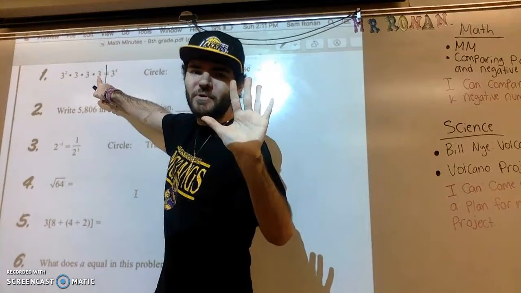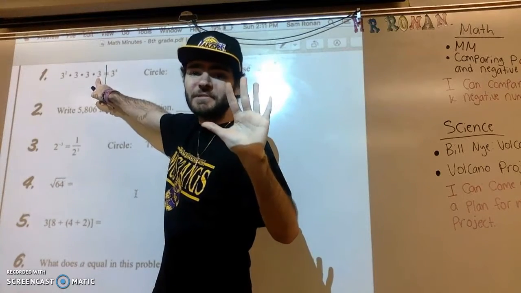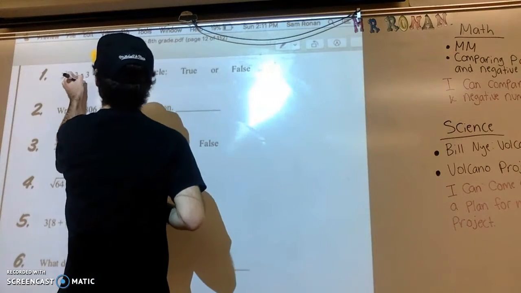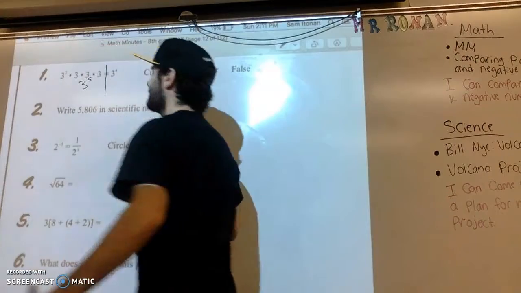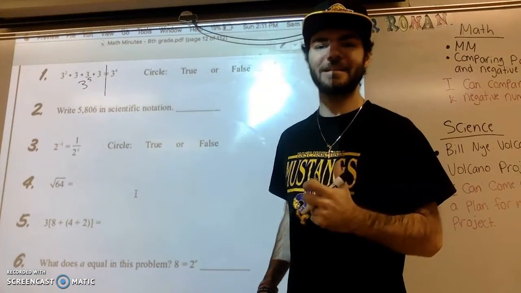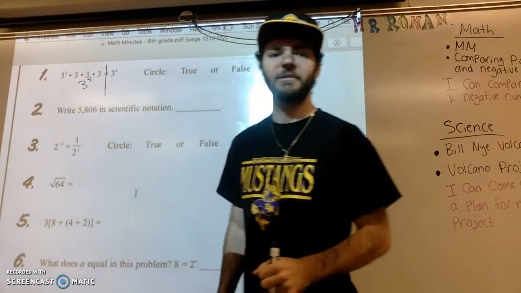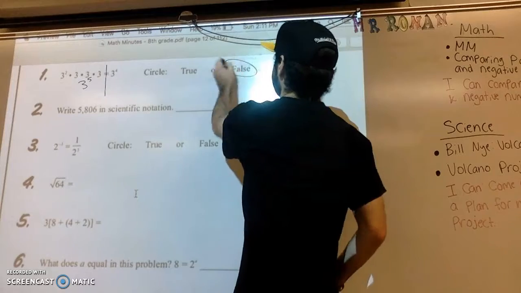So on the left side, I'm multiplying 3 by itself 5 times. That would be 3 with an exponent of 5, 3 to the 5th power. 3 to the 5th power, that's not the same as 3 to the 4th power. So that is not true, that's false.